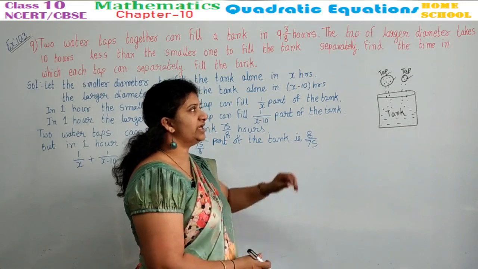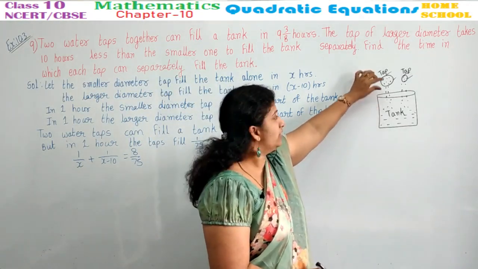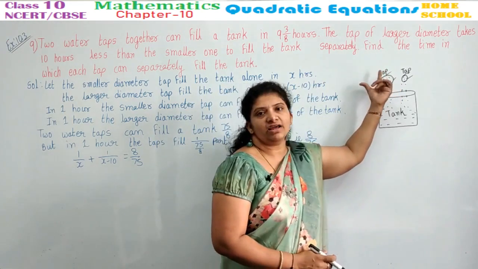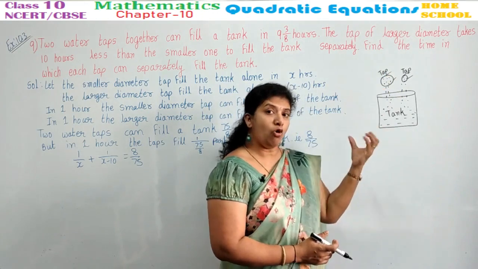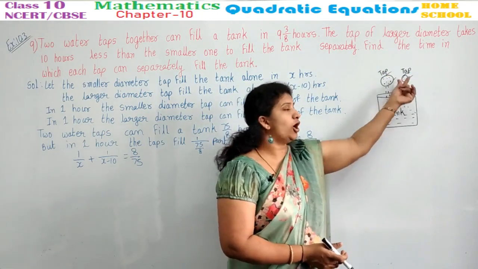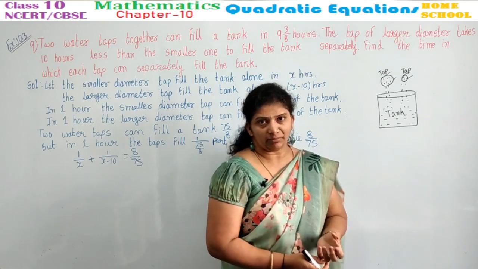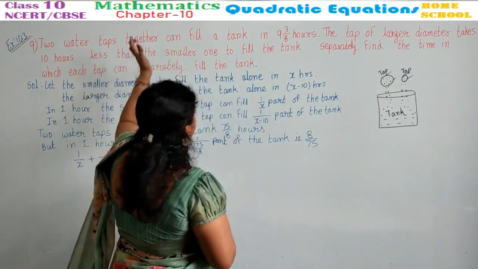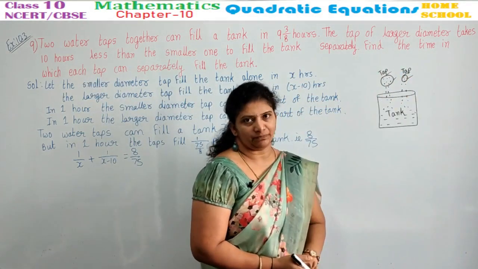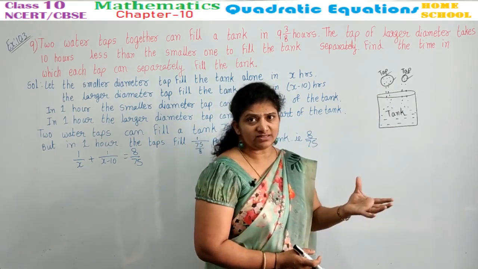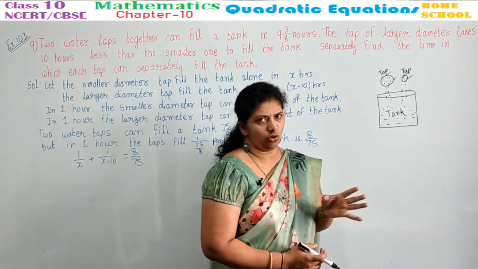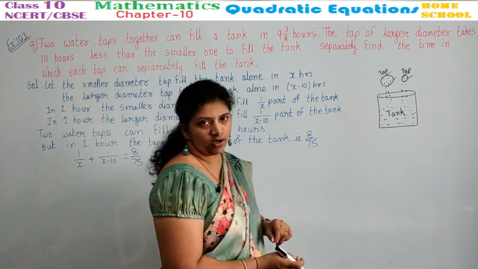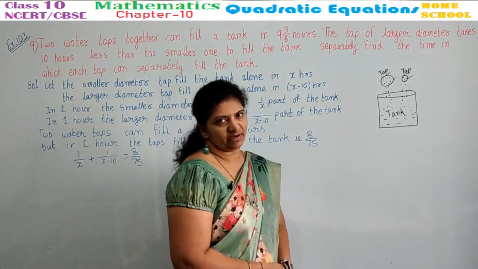The tap of larger diameter. Can you observe here, children? See here, this is having larger diameter. The tap which is having a larger diameter, what happens? More water will be coming out, whereas from the smaller diameter, the water will be coming out slowly. Larger diameter tap takes 10 hours less than the smaller diameter tap. So this water flow is faster, and here water flow is a little slow. Larger diameter takes 10 hours less than the smaller one to fill the tank separately.